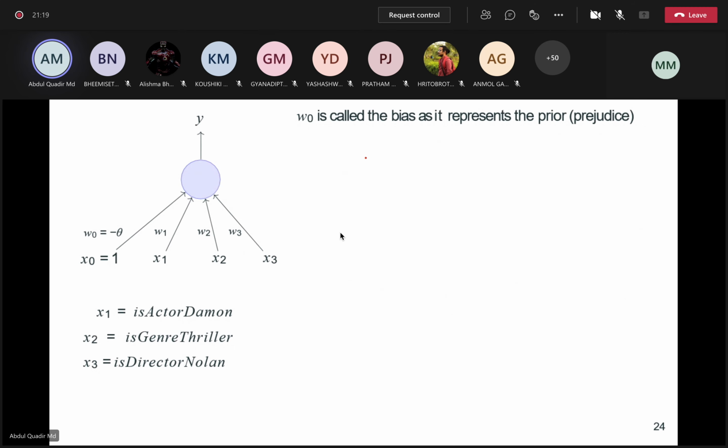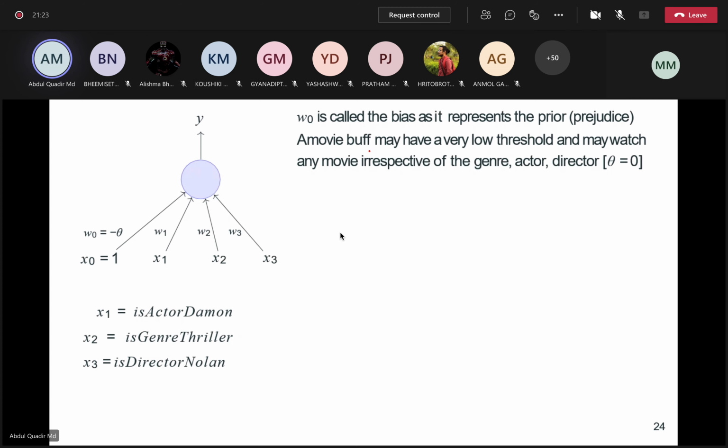So W naught is called the bias, as it represents any movie. Consider somebody who is a movie addict, irrespective of whoever may be the actor or the genre or whoever may be the director, he's going to watch. Then what will be my threshold? It is going to be 0, because definitely he's going to watch irrespective of whatever may be the thing.